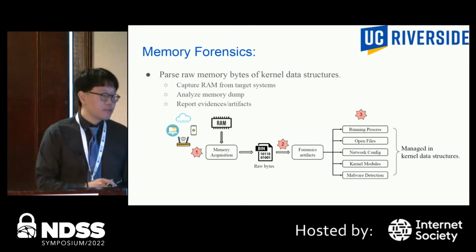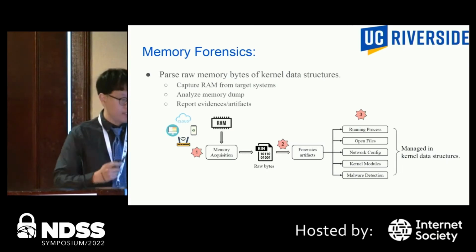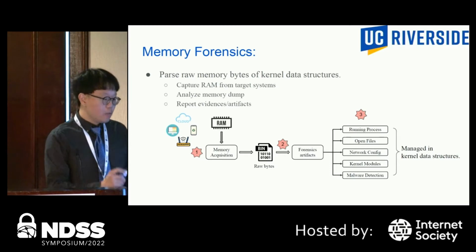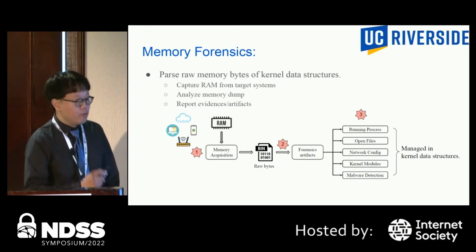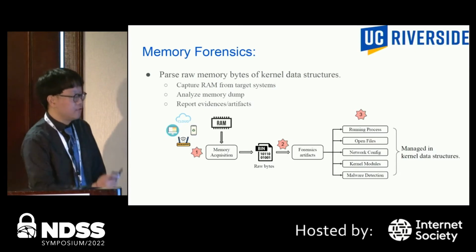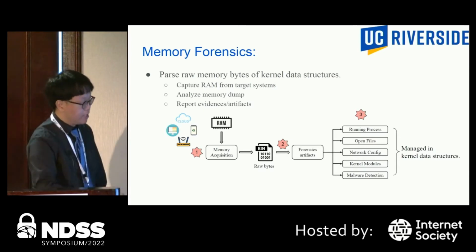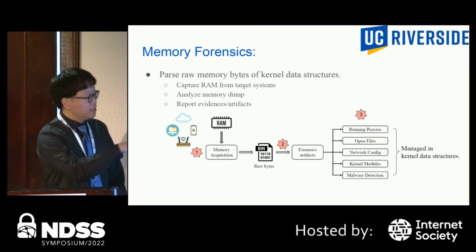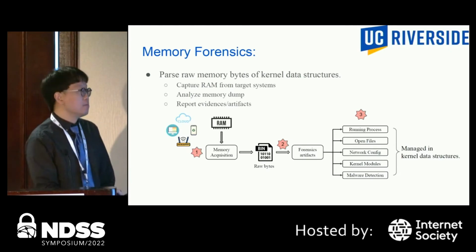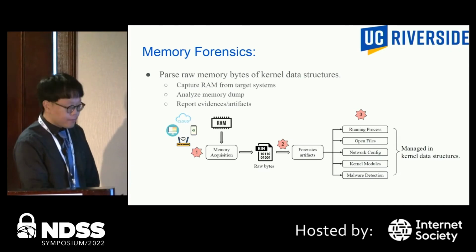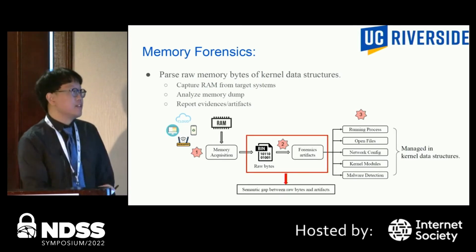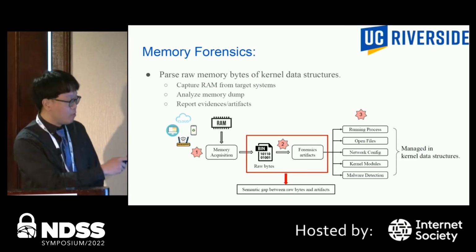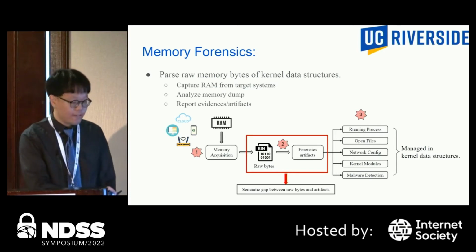So this figure presents a typical process of memory forensics. We first capture the RAM content from the target system. Then we dig out the forensics artifacts from the raw bytes, including the running processes. All these artifacts are managed in some kernel data structures. One important question here is, how can we bridge the semantic gap between the raw bytes and forensics artifacts?